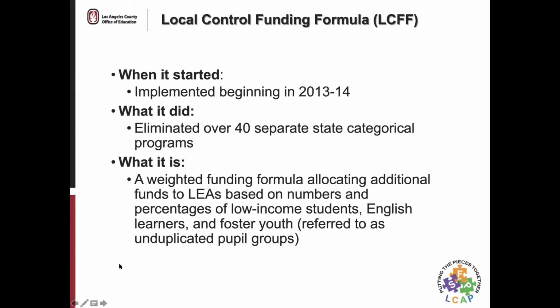So just a brief review. It started, I can't believe it, in 2013-14. We've had it that long. It eliminated over 40 separate categorical programs. I have to keep reminding myself that there were a lot of state categoricals. It is a weighted formula for allocating funds to LEAs based on numbers and percentages of three groups of students: low income, English learners, and foster youth. Those are what we call the unduplicated pupil groups because each child is only counted once.